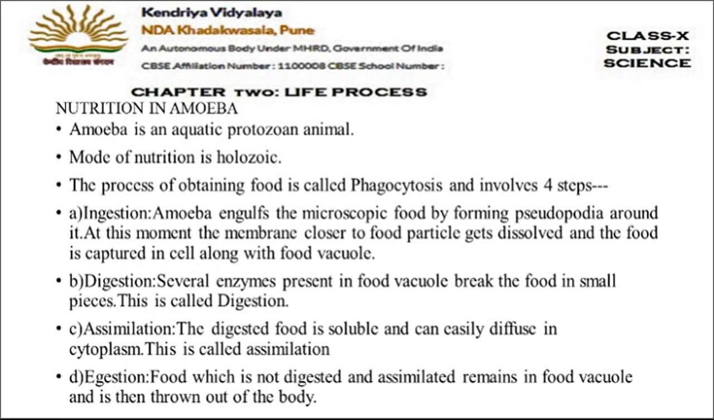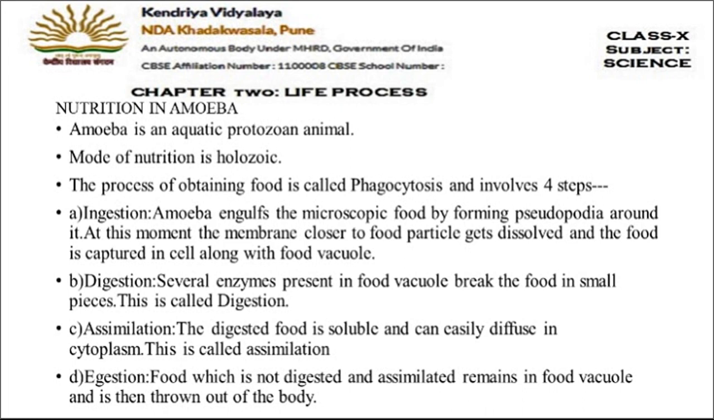There are four main steps involved in this. The first step is ingestion. Ingestion means taking the food inside. So, how does amoeba take the food inside? Amoeba forms a pseudopodia, that is the false foot. It extends one of its parts, and that pseudopodia will surround the food particle. As the pseudopodia surrounds the food particle, the membrane closer to the food particle gets dissolved, and then the food particle is inside the cell along with the food vacuole. In this way the food comes inside.